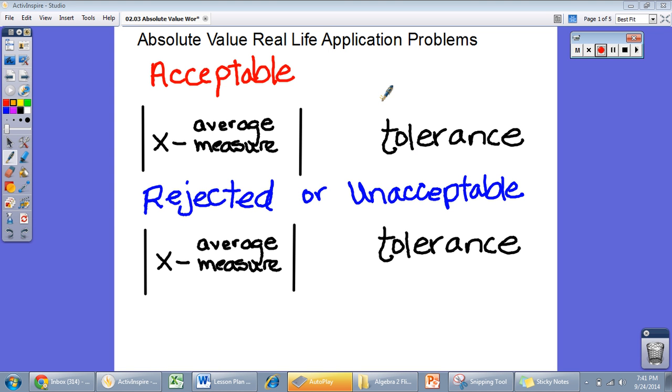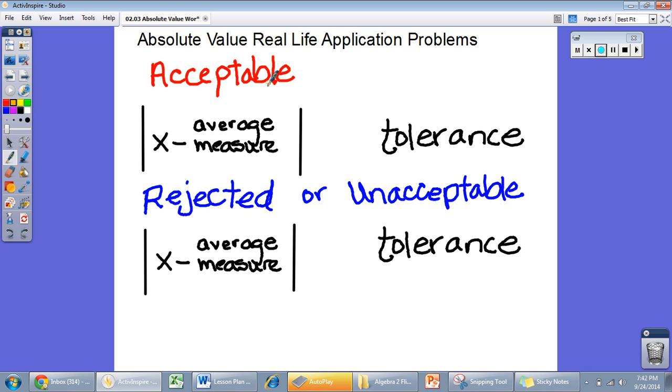Today we're going to talk about absolute value real-life application problems. There's two different scenarios that we present. One is when we are looking at products and we are looking for products that fall in the acceptable range, meaning that their tolerances are not too large or too small. The rejected or unaccepted problems, that is where our product is exceeding those standards that are being set.